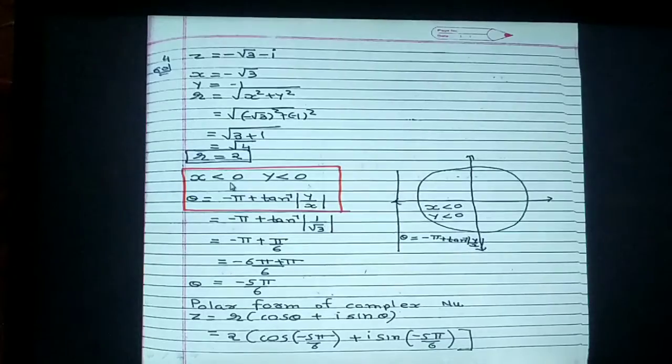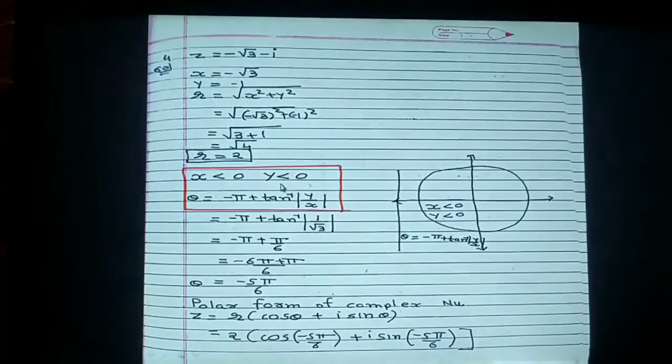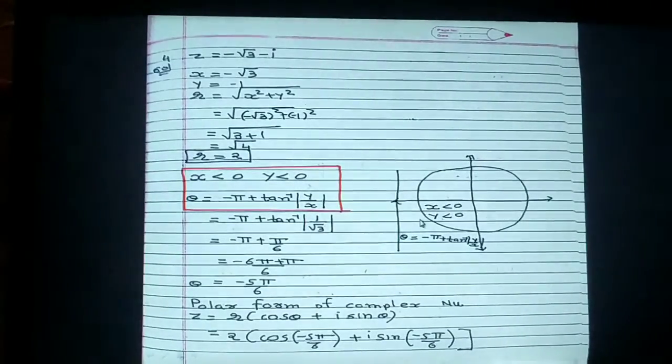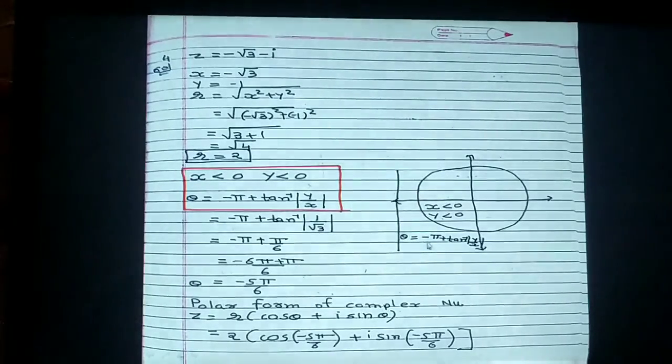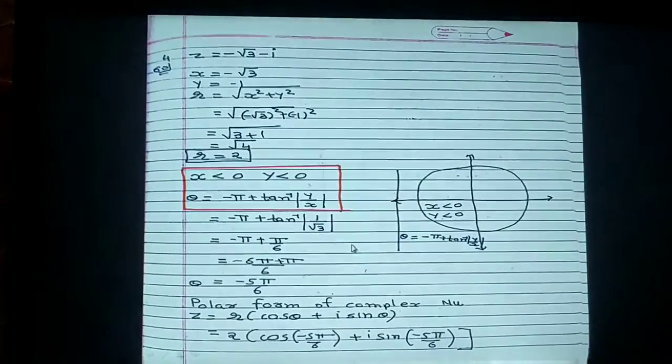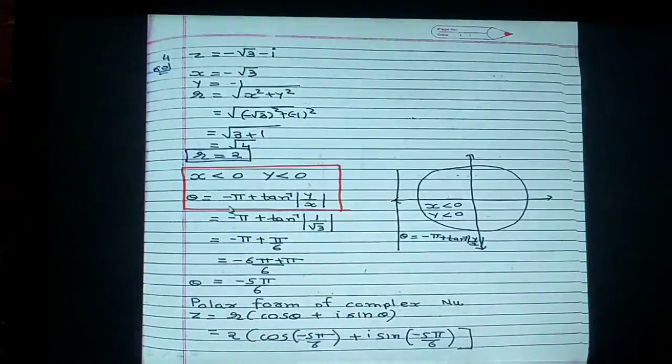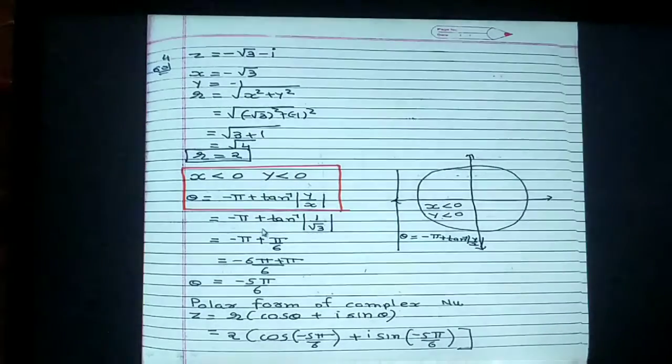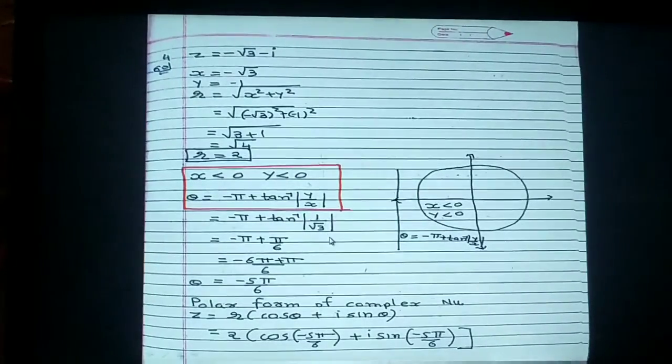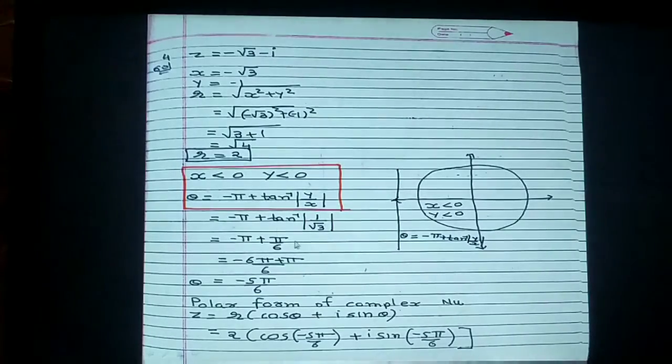Now x is less than 0 and y is less than 0. When x and y are both less than 0, then it is in the third quadrant. So the formula is theta is equal to minus pi plus tan inverse modulus y upon x. Minus pi plus tan inverse, put the value of y upon x. Y is minus 1 and x is minus root 3, so it is 1 by root 3. Tan inverse 1 by root 3 is pi by 6.